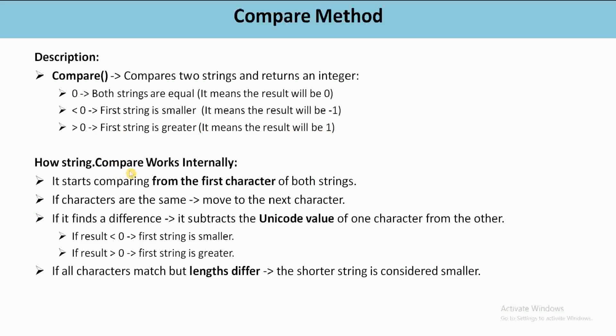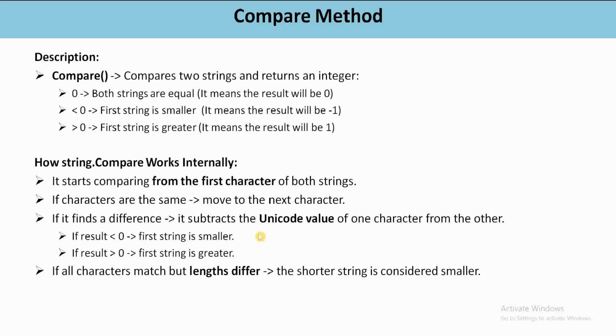How does the string.Compare method work internally? It starts comparing from the first character of both strings. First it checks the first character of both string values, meaning if we have two string values, it will check the first characters of each value. If the characters are the same, then it moves to the next character. If the characters are the same for the first and second string, then it will move to the next character for both strings. If it finds a difference, it subtracts the Unicode value of one character from the other.